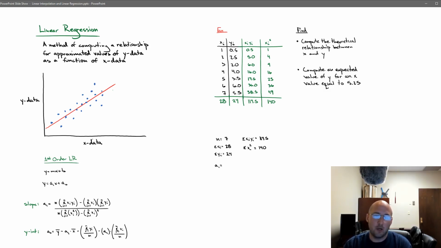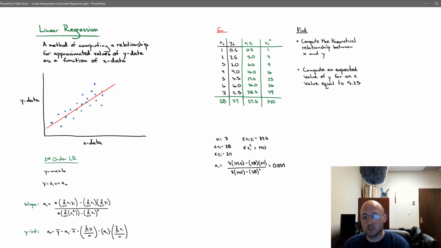So I'm going to put in all the information that I need to compute my slope. A1 equals n, 7, times the summation of xi yi, 119.5, minus the summation of my xi, 28, times the summation of my yi, 24. All that divided by n times the summation of xi terms independently squared, so 140, minus the summation of xi terms, quantity squared. So again, I made the point that I wanted you to look at the distinction between the summation of the xi terms independently squared and the summation of xi terms quantity squared. Look at that, okay? That equals 0.839.